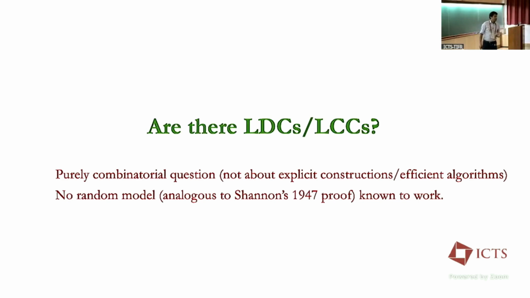Even though everything we do eventually will be efficient, the question itself is combinatorial because there is no natural random model to argue that if you pick a code randomly from it, it will give you an LDC. So this is unlike the usual coding theory, it's a purely combinatorial question. And that's why I guess it's more difficult or more interesting, etc. That's the way you can think about it.